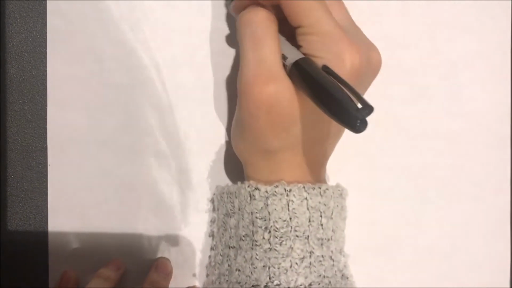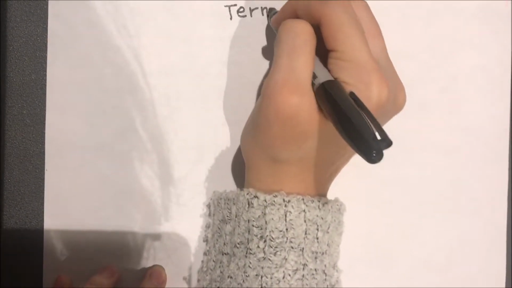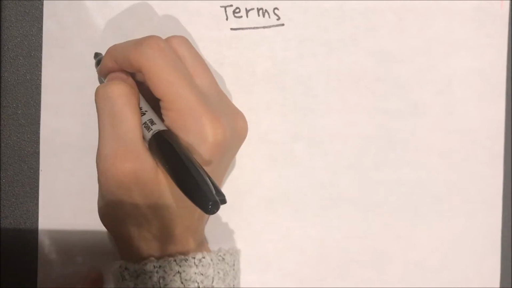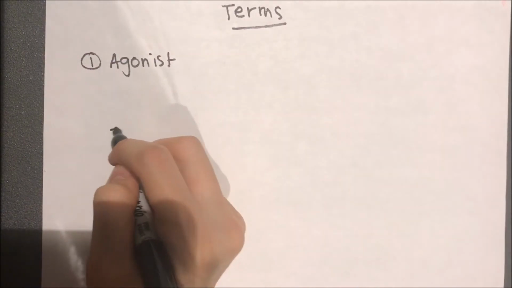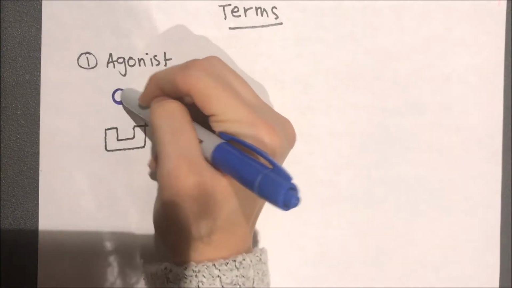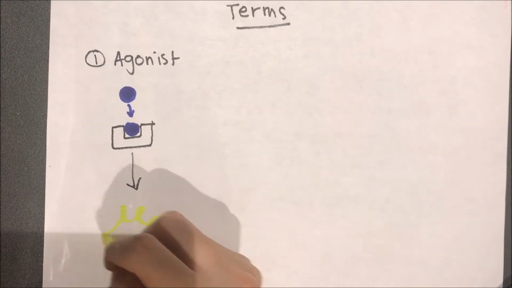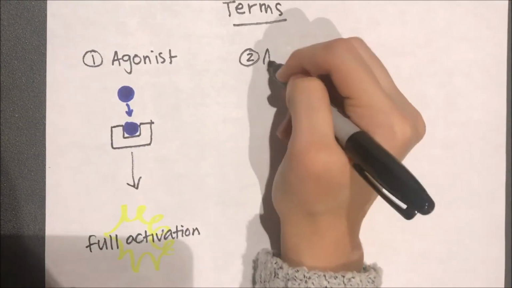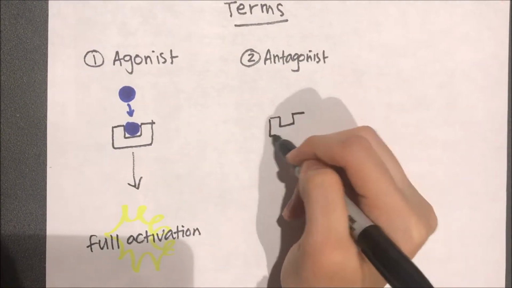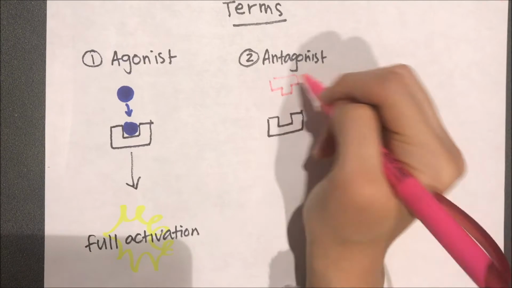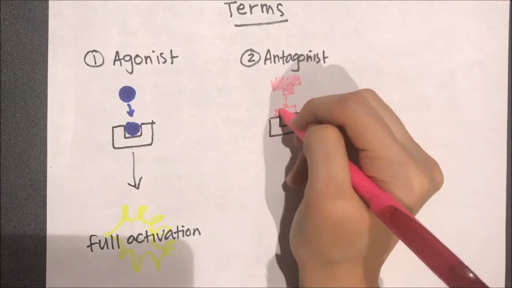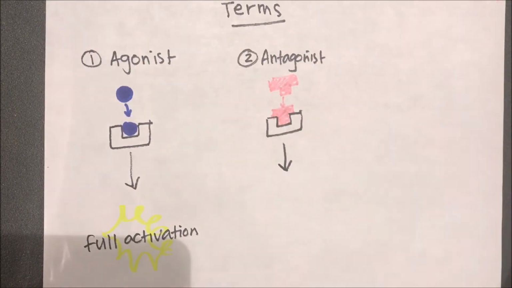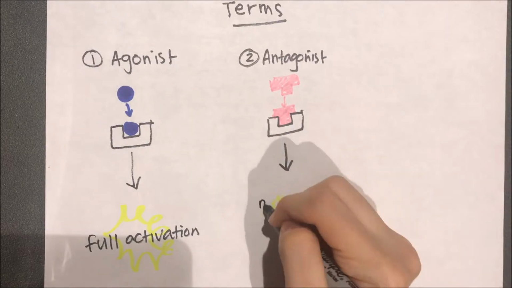Before we go into the specifics of how pseudoephedrine works, we need to understand some terms. The first one is agonist, which is a chemical that binds to a receptor and activates the receptor to produce a biological response. The second term is antagonist, which blocks the action of the agonist. It is a chemical that blocks a biological response by binding to and blocking the receptor.